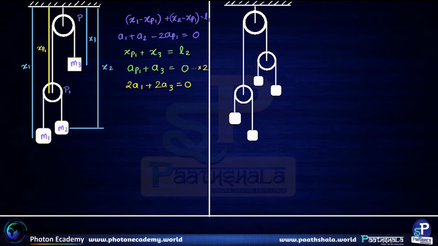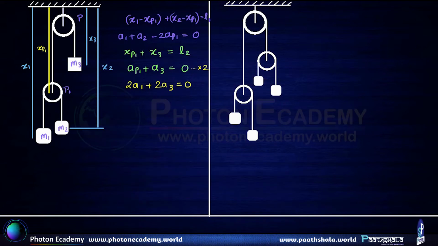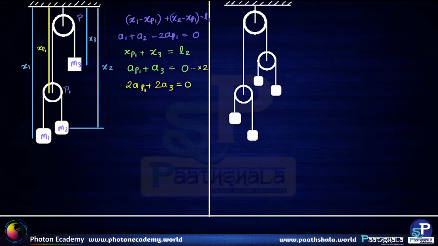Adding these two equations, this one and this one, we get the constraint motion relation. Here it's 2ap1. So if we add these two aforementioned equations, then we get the constraint motion relation. By the cancellation of 2ap1, we get a1 plus a2 plus 2a3 equal to 0. So this is the constraint motion relation that we were seeking.